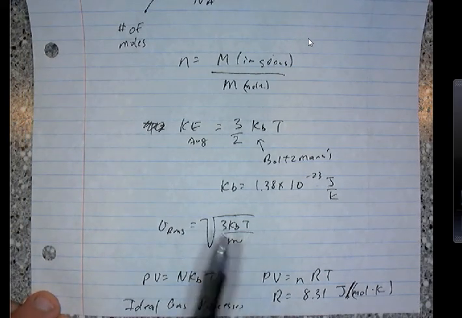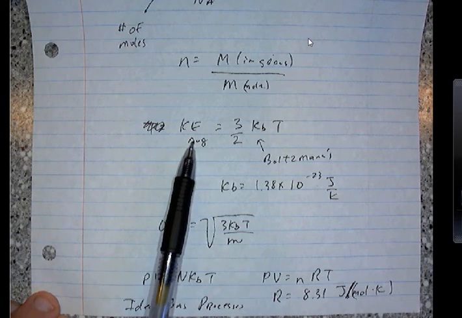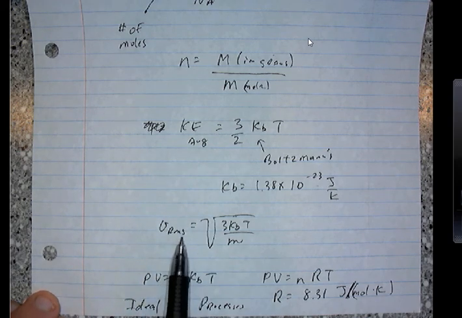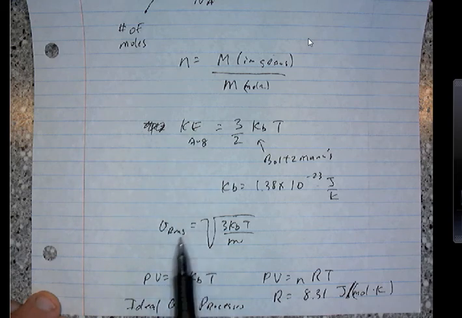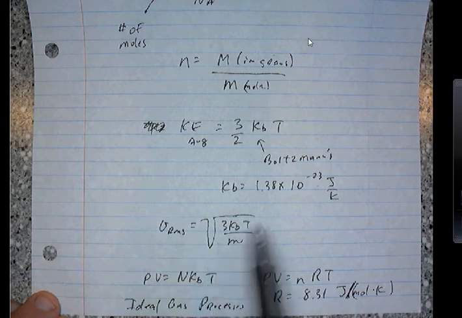If you'd rather know the speed, kinetic energy is 1/2 mv squared. So the RMS value, the root mean square value of the velocity, again, put in 1/2 mv squared for this, do a little bit of algebra, we came up with this. So the speed is just related to the temperature and the mass.